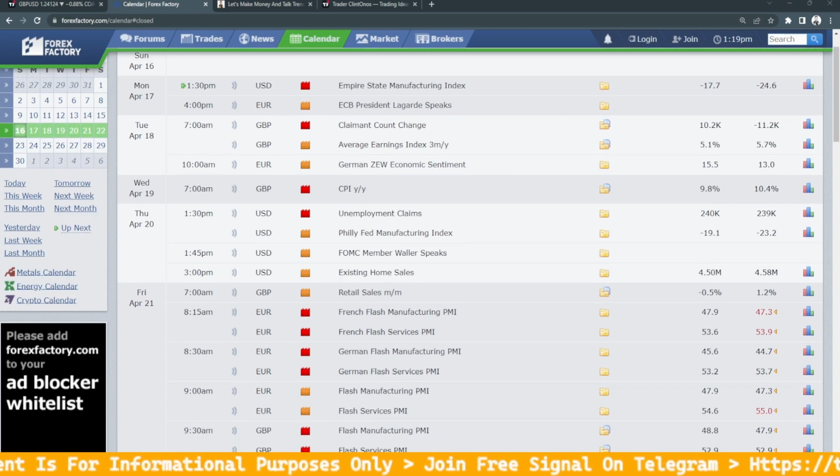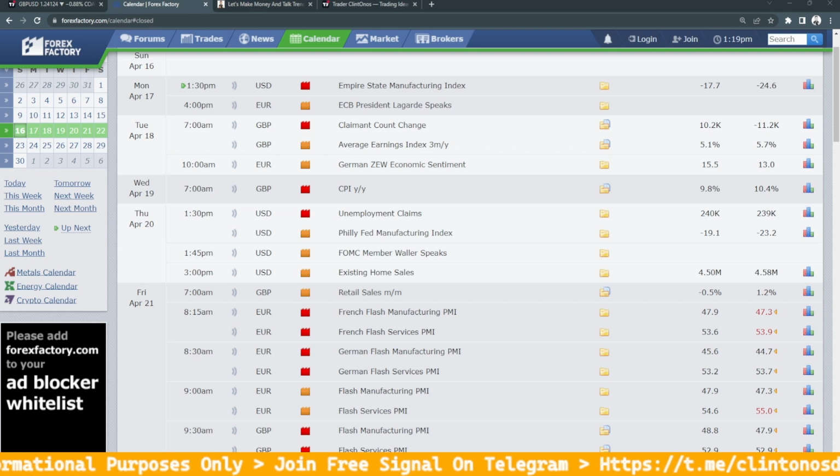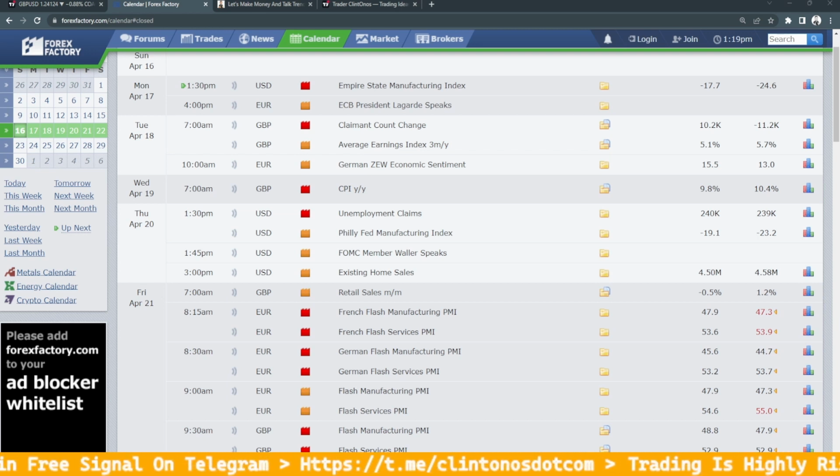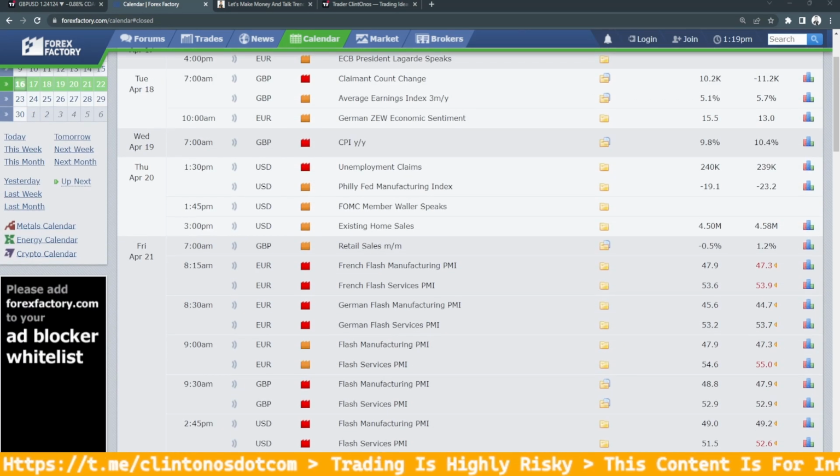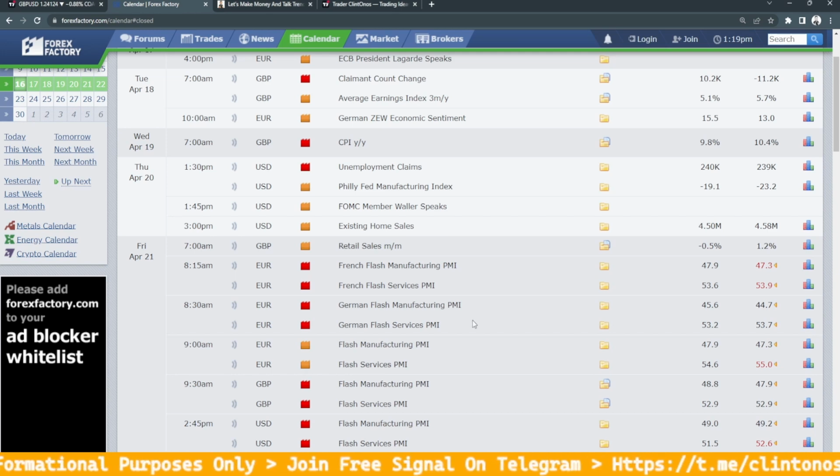The euro will be seeing German flash services PMI release, and of course the French flash services PMI release. Well, next week is packed with high impact news, and I believe we're going to see a lot of volatility.